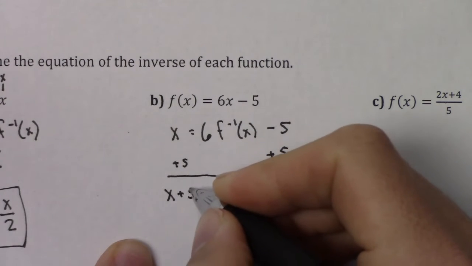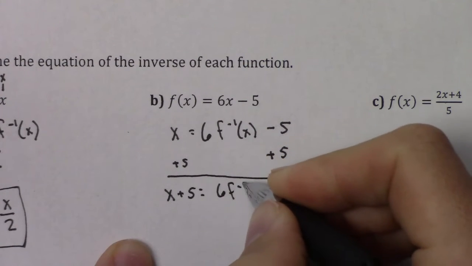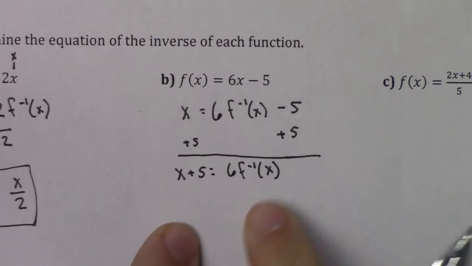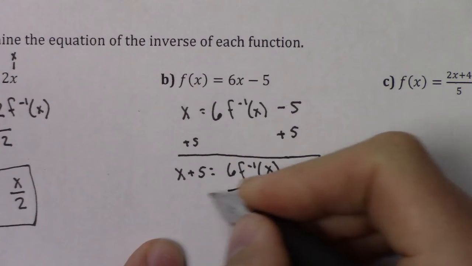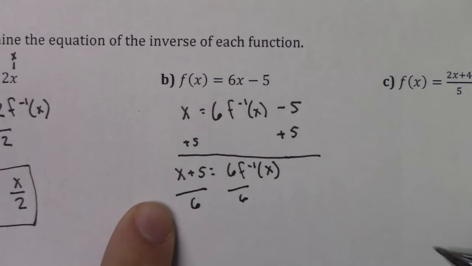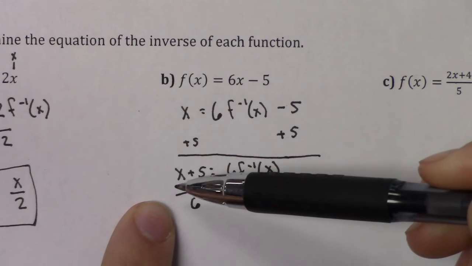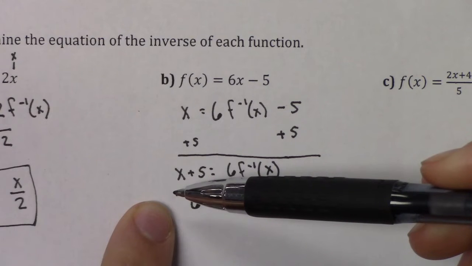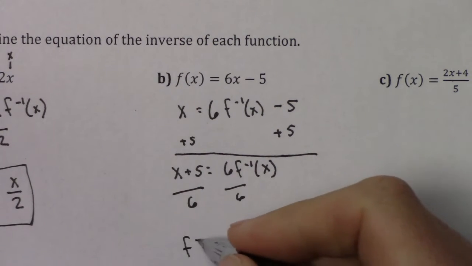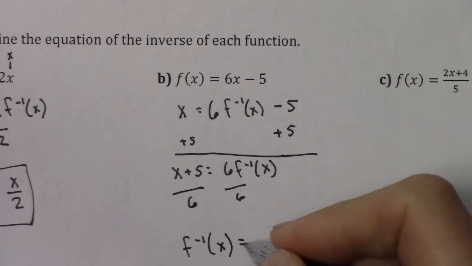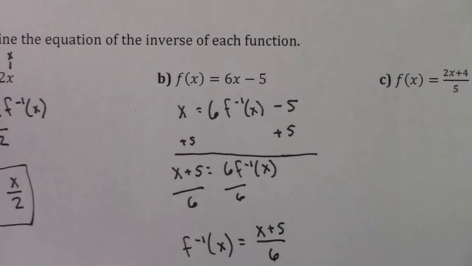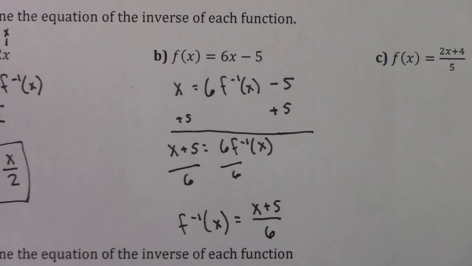x plus 5 is equal to 6 f inverse of x. And then I need to undo the times by 6. So let's go ahead and divide by 6. Now be careful, you need to make sure you divide the whole thing by 6. A lot of times I'll see students just want to put the 6 on the x variable part, but remember you're dividing the entire fraction. So that now gives us f inverse of x is equal to x plus 5 over 6. And that is now an inverse function.